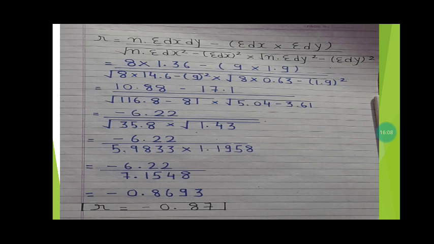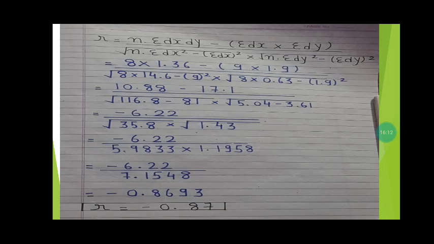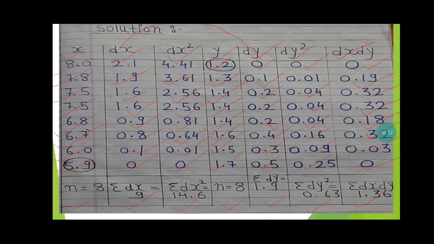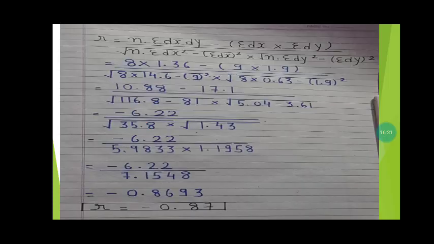So what's the value of n? So we will see it in preparation chart. It's 8. So we will write 8 in place of n. Okay, so it's 8. Then into summation dx dy. So what's the value of summation dx dy? So here in the preparation chart we got to know that the value of summation dx dy is 1.36. So here we will write 1.36.